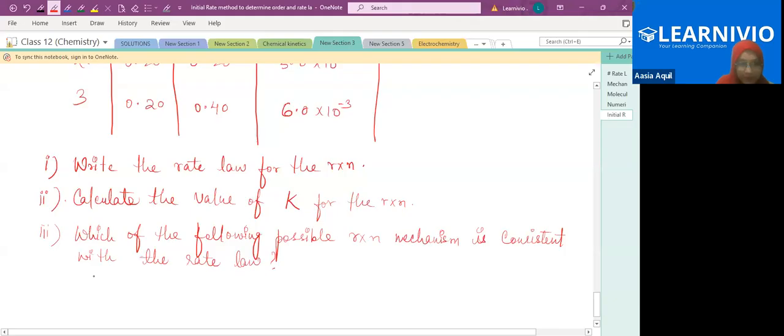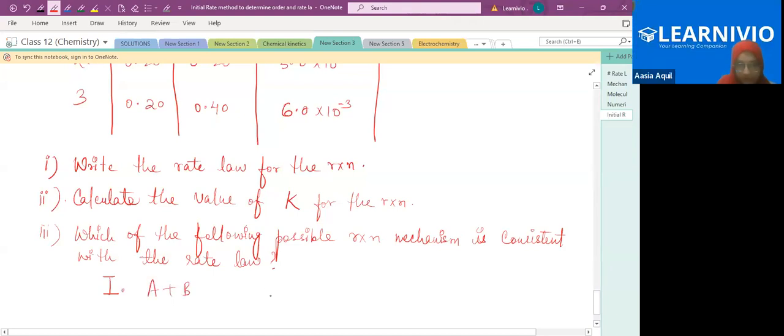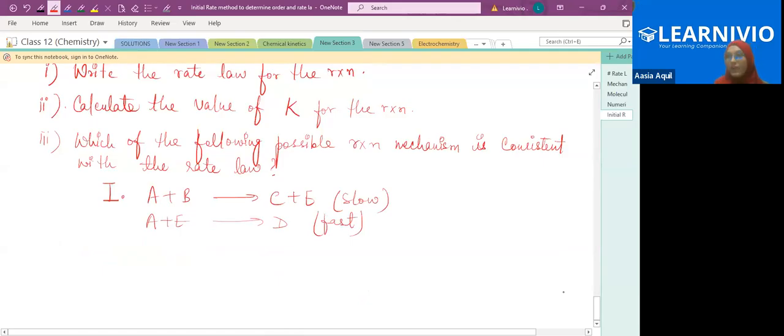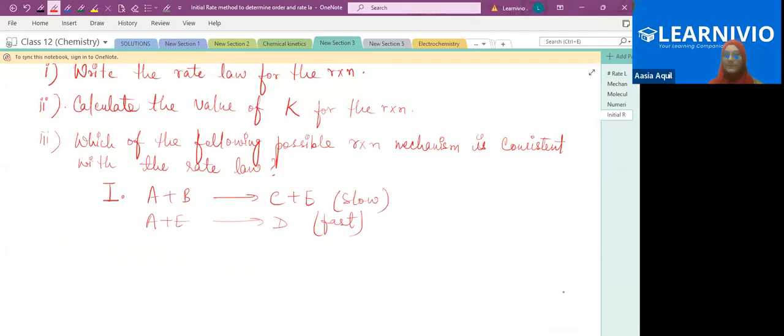First reaction is A plus B, and it is given that it is a slow reaction, and A plus E, which gives you D, is a fast reaction. It is given in the question. So from here, you can see that this is a complementary type of reaction, right? Because the reaction mechanism is given and there are two steps. One is slow and the second is fast.